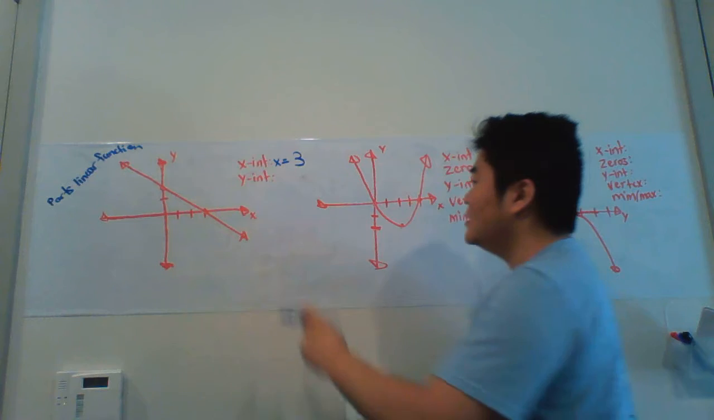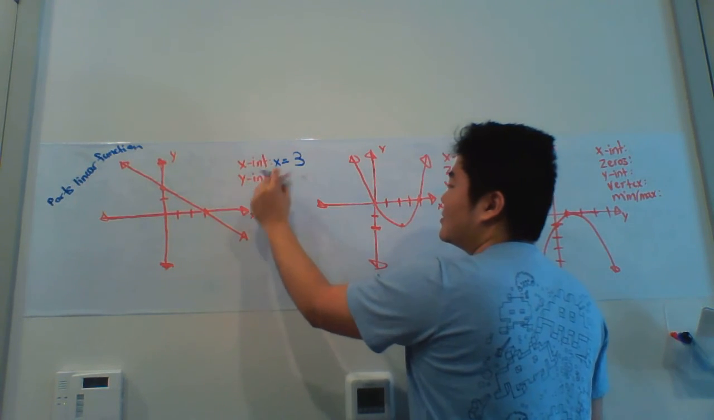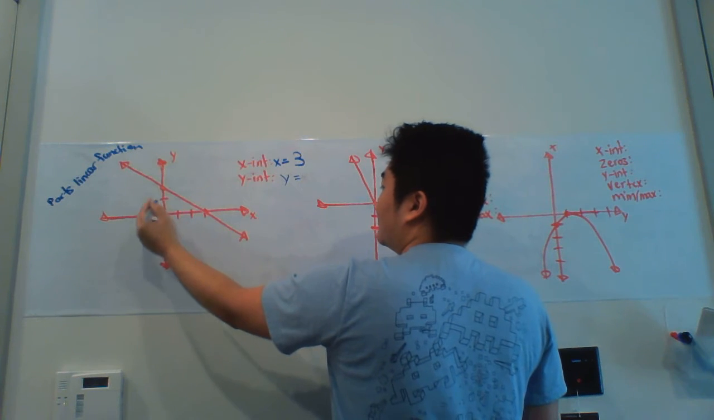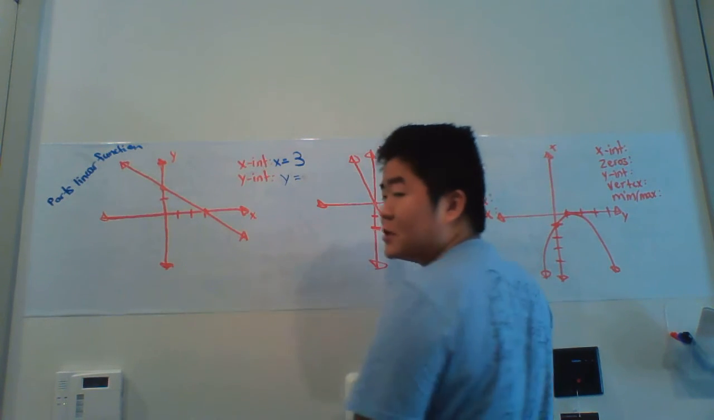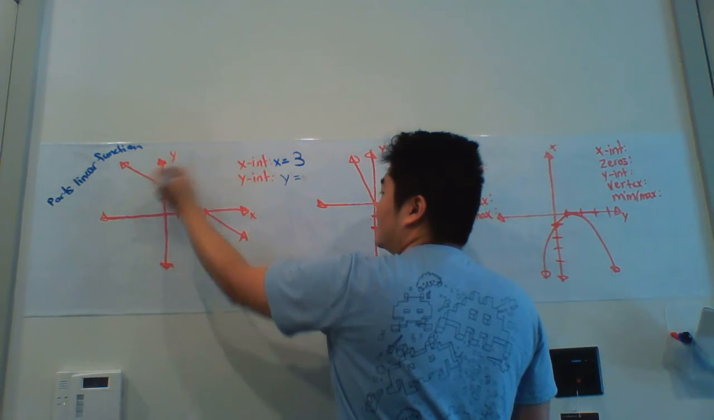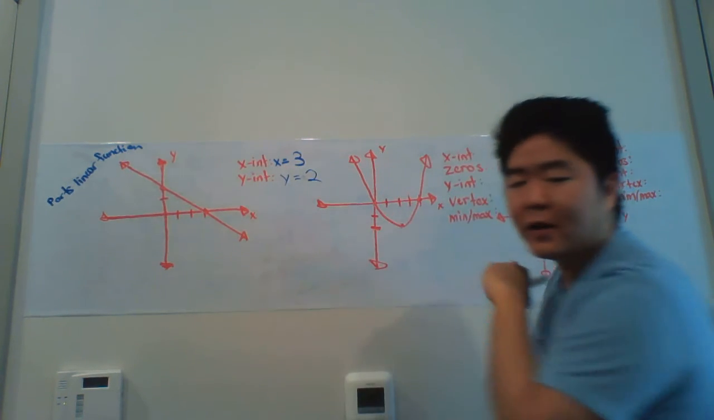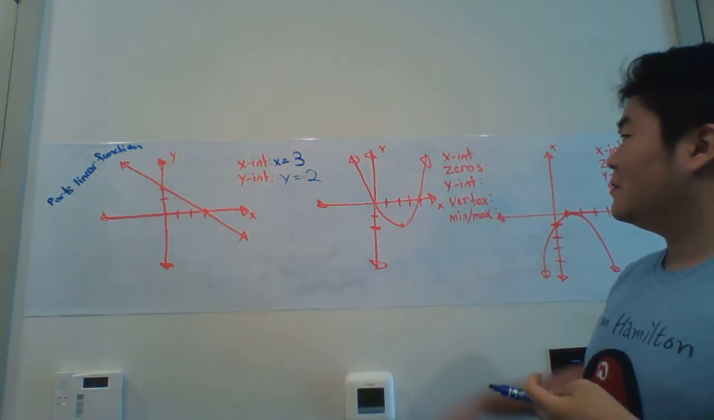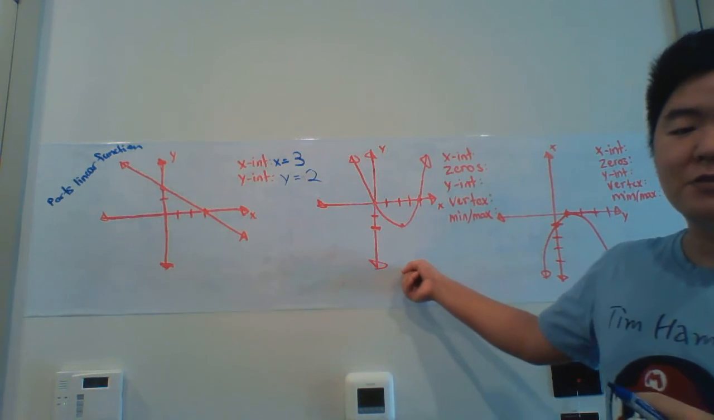Sounds pretty easy. Then we have y-intercept, so I know I'm going to use y equals, right? And then I'm going to count up from the beginning, the origin, right? And I'm going to count up 1, 2. So my y-intercept is at y equals 2. Not too bad, right? We're going to move on to quadratic functions.